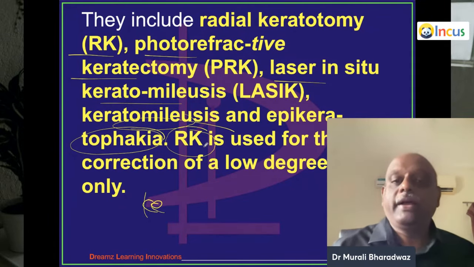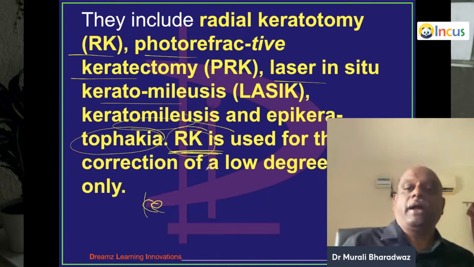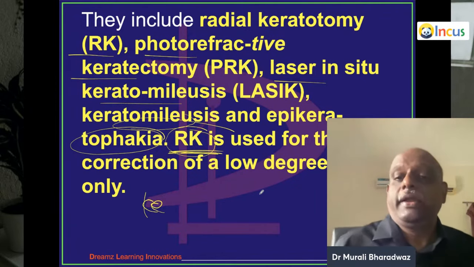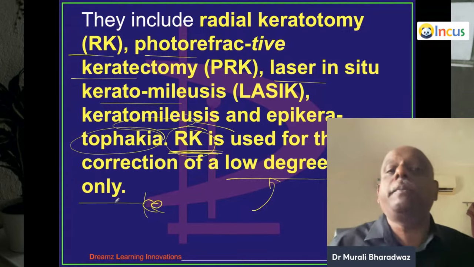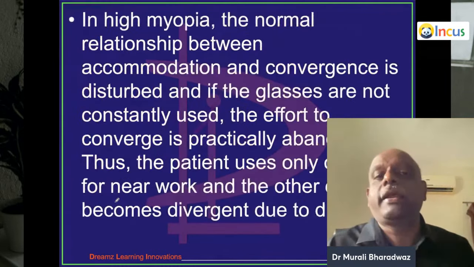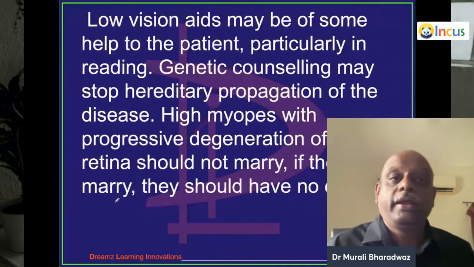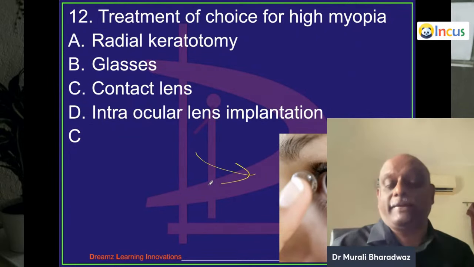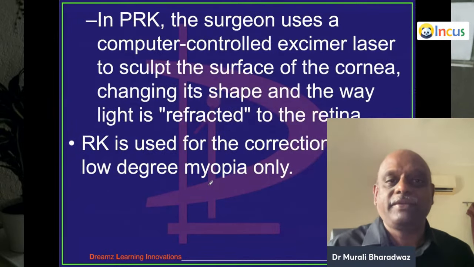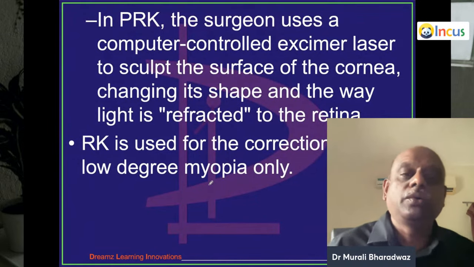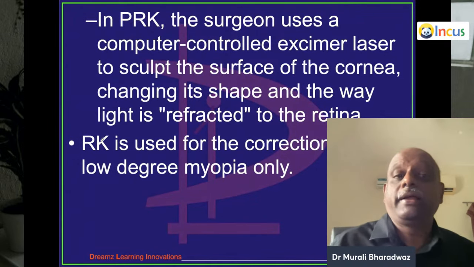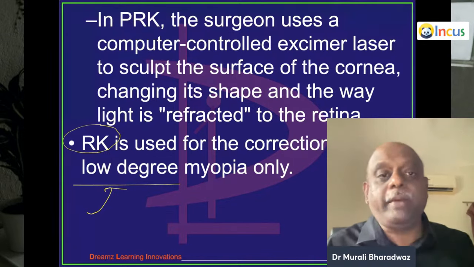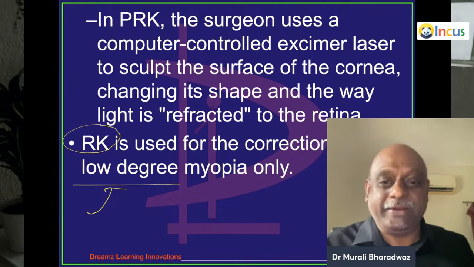So radial keratotomy, whenever there is a low degree myopia only, you can use radial keratotomy. Now, what is the treatment of choice of high myopia? Contact lens. So radial keratotomy is only used for low degrees of myopia. That's what you need to remember.